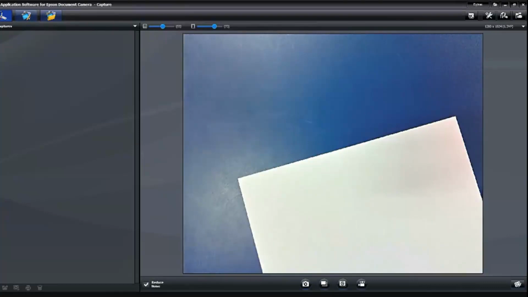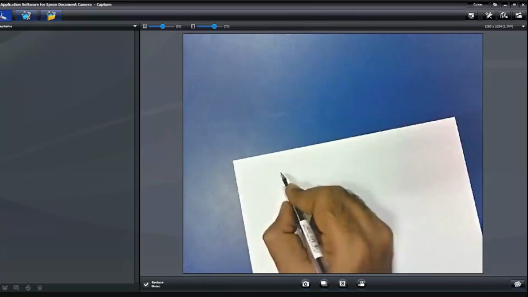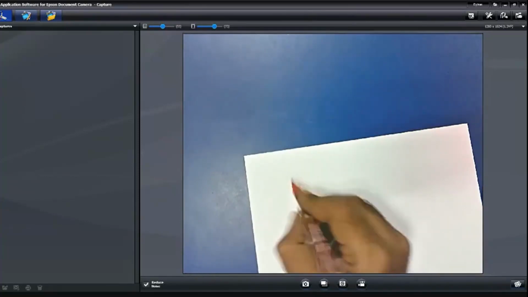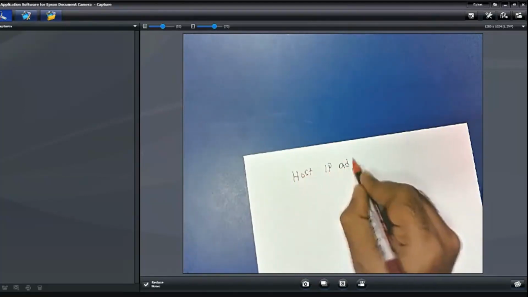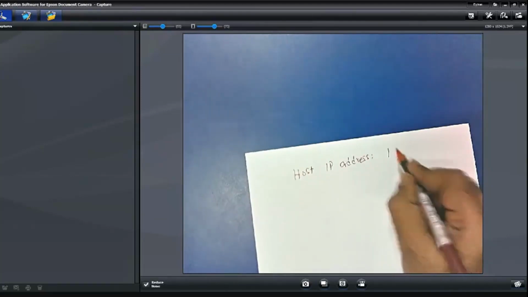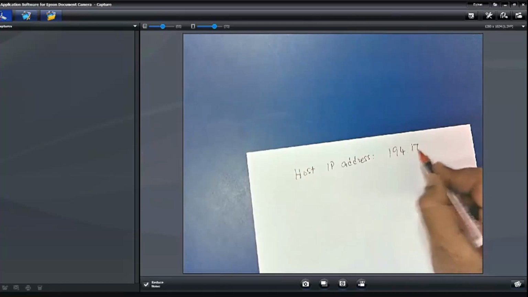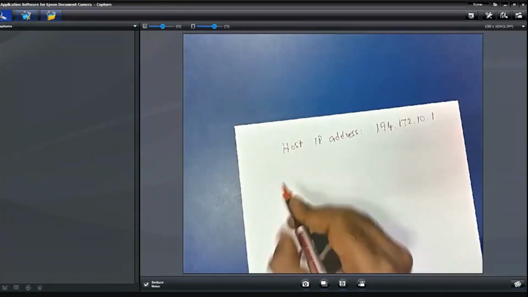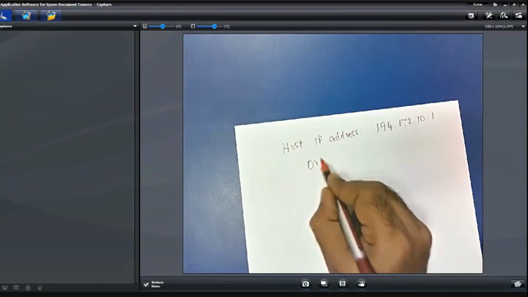Now I'm going for the next problem. I want you to find, let me see how many of you are doing. Host IP address, please take it: 194.72.10.1. This is the host IP address. Original subnet mask or original mask.